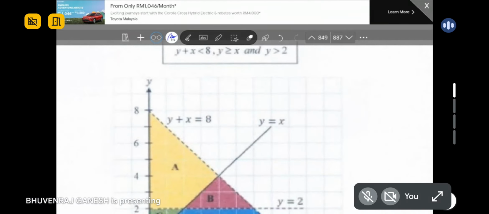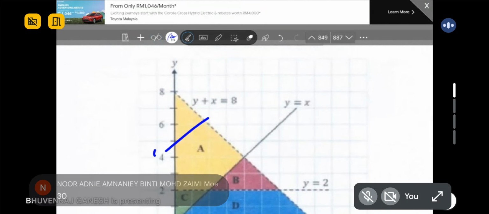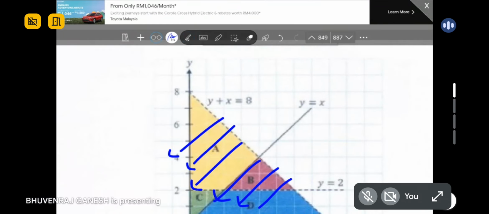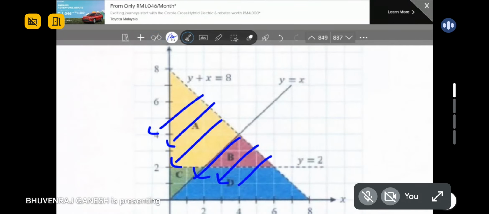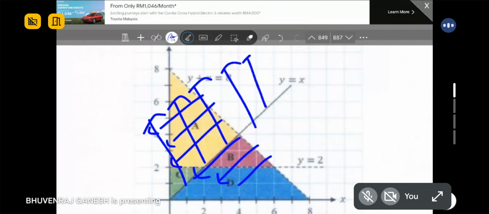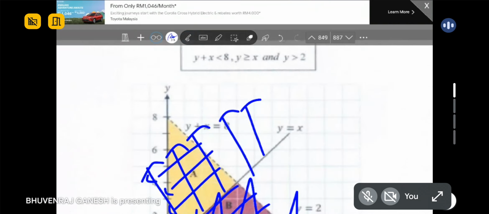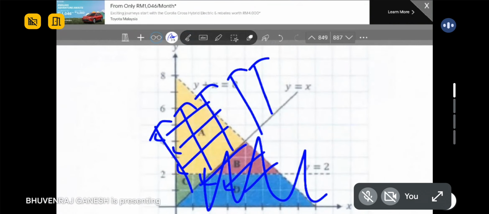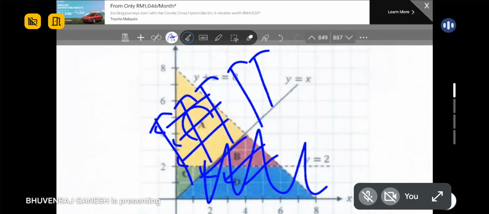Okay, so for 29, very simple, guys. Y plus X less than 8. Lebih kurang dari 8. So, kamu kena lorek ke bawah. Okay, 30 also. So you shade below. And then Y greater than or equal to X. Lebih besar atau sama dengan X ke atas. So, automatically A atau C saja boleh lah. Y greater than 2. Lebih besar dari 2. So, that's why jawapan dia A.